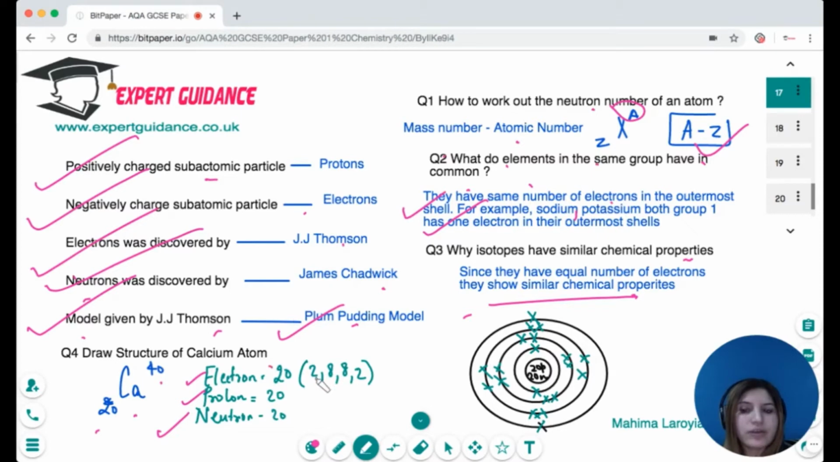Electron configuration will be 2, 8, 8, 2, so we'll draw a calcium atom. I've just drawn a tiny nucleus. You can draw a bigger nucleus showing 20 positives and 20 circles with no charge. So I've written 20p and 20n, and then you have to show 4 shells: 2 electrons in the first shell, 8 in the second, 8 in the third, and 2 in the last.